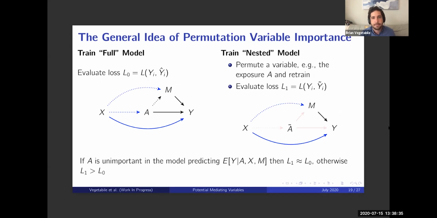And then you train a nested model. And to do that, we permute one variable in the whole setup. So the exposure A is permuted, and then we retrain. And then we compare the losses under the full model and this nested model. And we find that if A is unimportant in the model predicting the outcome, then the losses will be equivalent under these two assumptions. Otherwise, the loss will increase if A is important in these relationships. And we can do this for both the mediator and the treatment level, and permute different variables to explore the relationship among these three key variables.